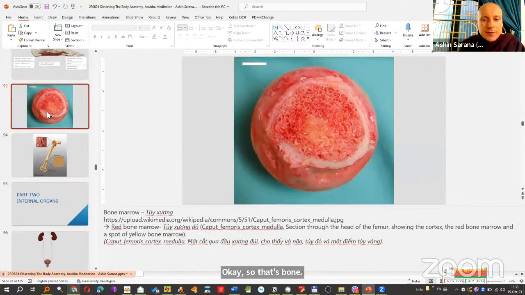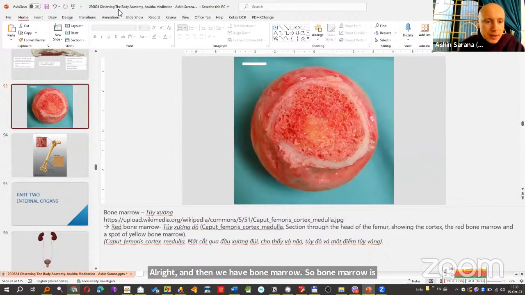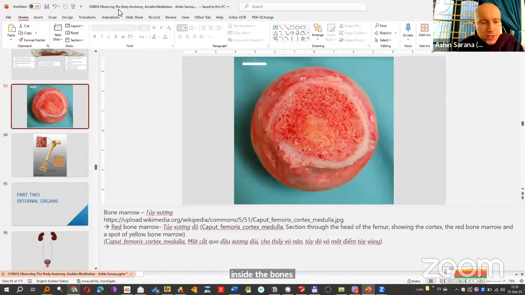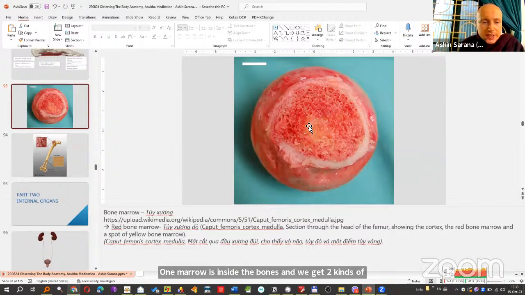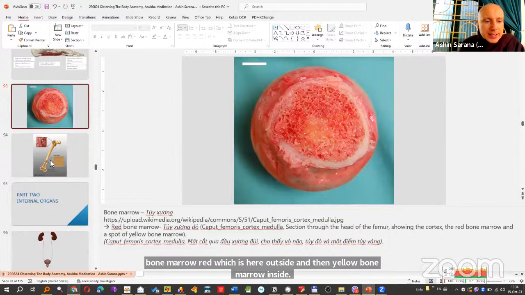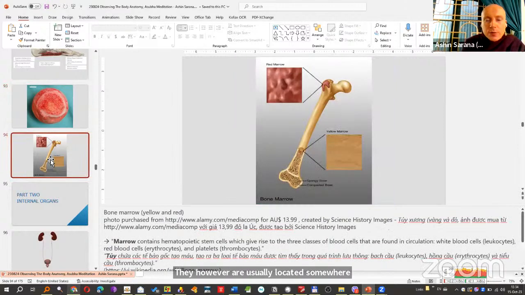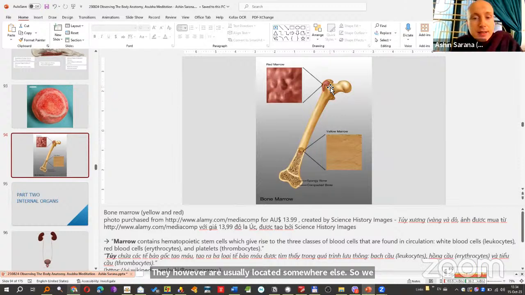All right, and then we have bone marrow. So bone marrow is inside the bones, and we get two kinds of bone marrow: red, which is here outside, and then yellow bone marrow is here inside. They, however, are usually located somewhere else. So we get red bone marrow, which is behind production of blood, and yellow bone marrow, which is behind production of fat for the body.